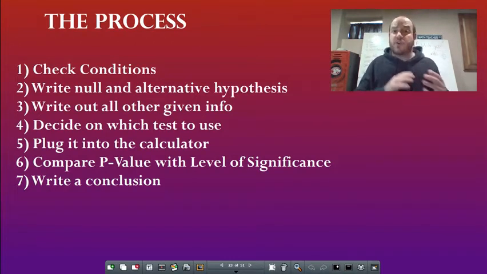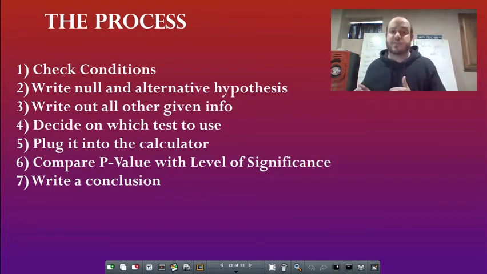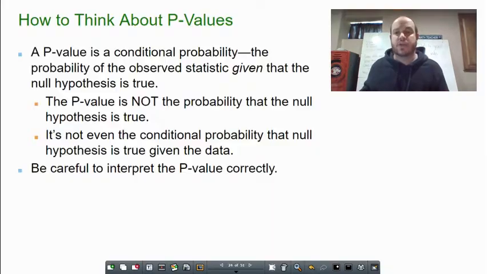Once we have our null and alternative written out, we can go ahead and write out any other information they gave us in the question. That's when we decide on which test to use. At this point, we've really only done one proportion z-test, but we'll do much more in the future. After we get that chosen, we pick which of the types, either our left tail or right tail, or our two-tail test, and then we'll plug everything into our calculator, which we'll see for the first time today. Then we'll compare the p-value with the level of significance so that we can write our final conclusion.